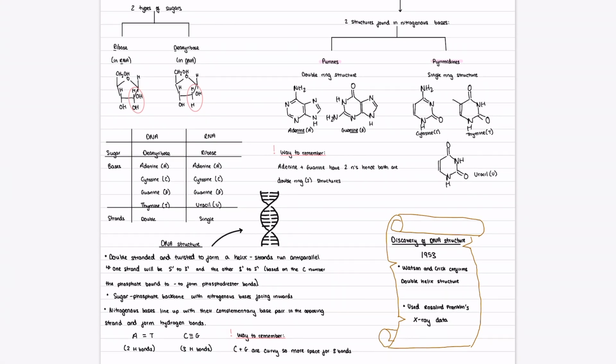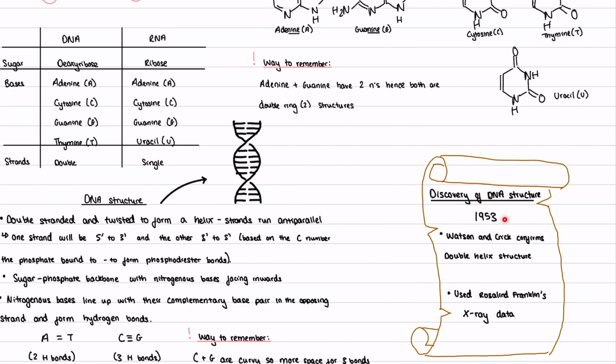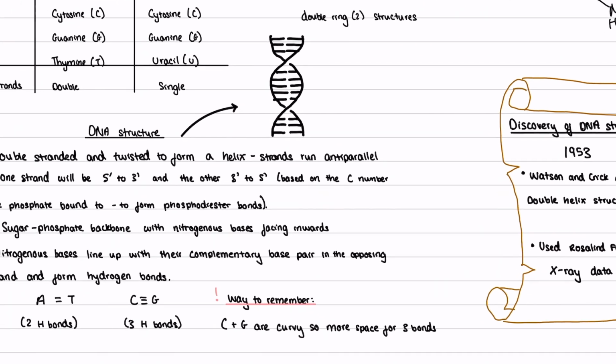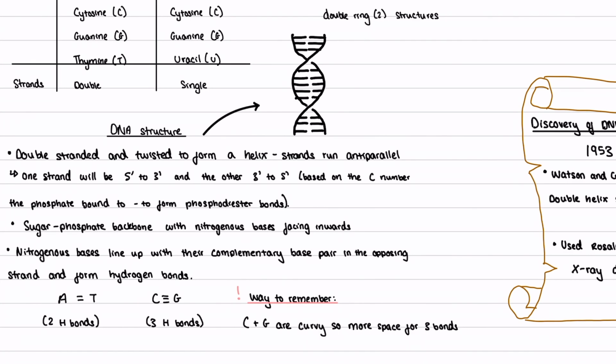The structure of DNA was discovered in 1953 by Watson and Crick, using Rosalind Franklin's X-ray data to prove it. They found that DNA is a double-stranded helix, and the strands run anti-parallel to each other. One strand will be the 5 to 3 and the other 3 to 5. This is based on what I said previously about the phosphodiester bonding being based on the carbon number on the pentose sugar. They found that it had a sugar-phosphate backbone with the nitrogenous bases facing inwards.